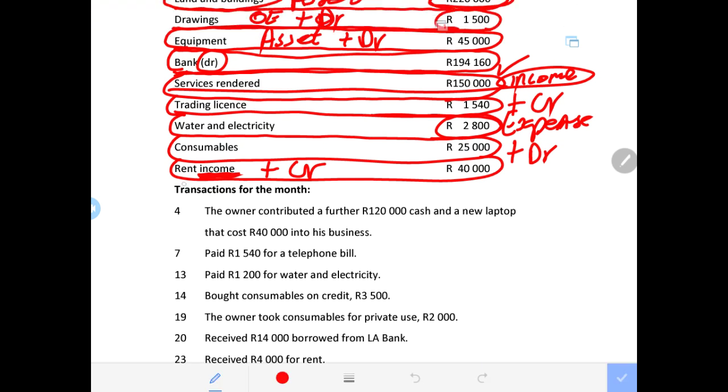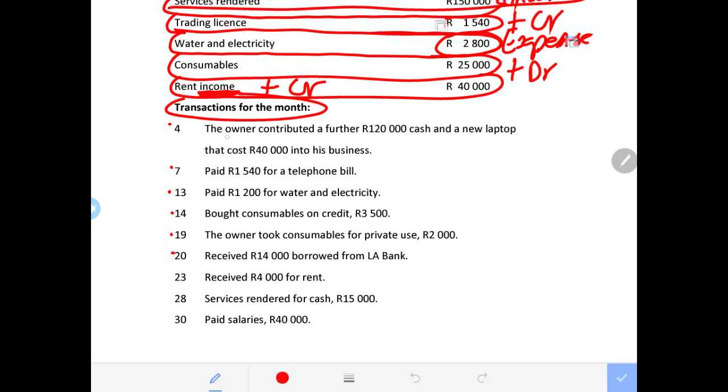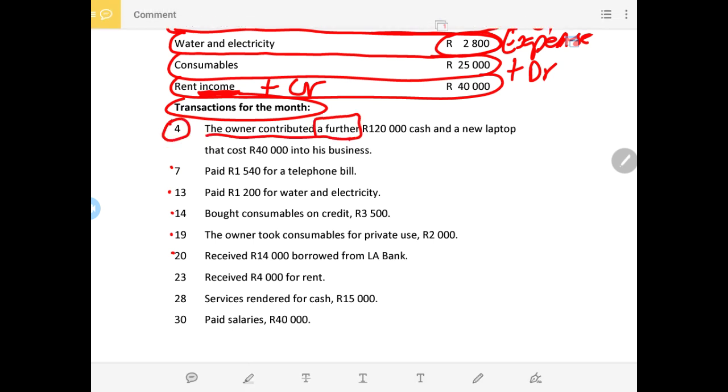What are the transactions? Here are the transactions that we are entering: 1, 2, 3, 4, 5, 6, 7, 8, 9, 10. Only 10 transactions that we are entering in here. Now we continue in response to the transactions that we are required to enter. The first one, which is date number 4 of the month of May, says the owner contributed a further, take note, a further. That means the owner contributed again.